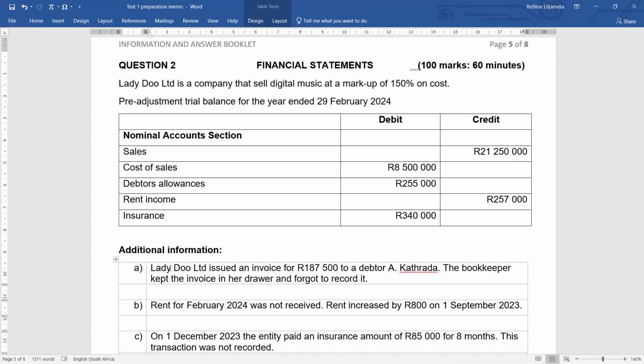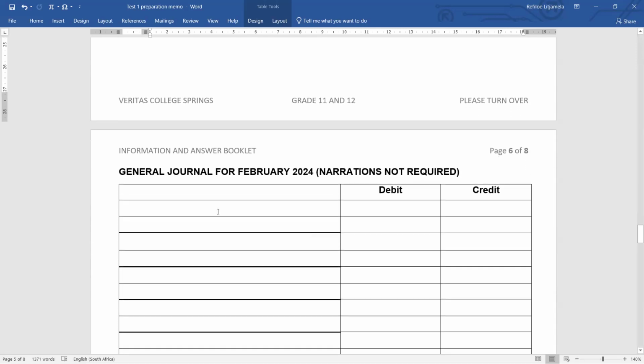Now, Lady Do Limited issued an invoice for 187,500 to a debtor, A. Kathrada. The bookkeeper kept the invoice in a drawer and forgot to record it. What is that? It's sale. Okay. So how many accounts are affected there again? It's not 2, but it's 4. And which accounts will be affected there?